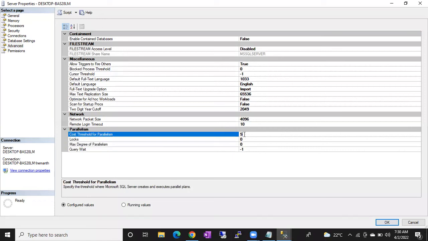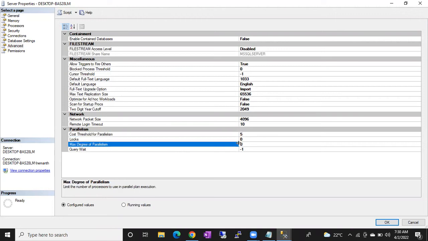The general default setting for cost threshold for parallelism will be 4 to 5. The best practice for cost threshold for parallelism is 4 to 5, guys. If anything is set more than 4 or 5, you can recommend changing it to 4 to 5. Changing cost threshold for parallelism and max degree of parallelism doesn't need any restart. You can change it on the fly and it will take effect on the fly, guys.